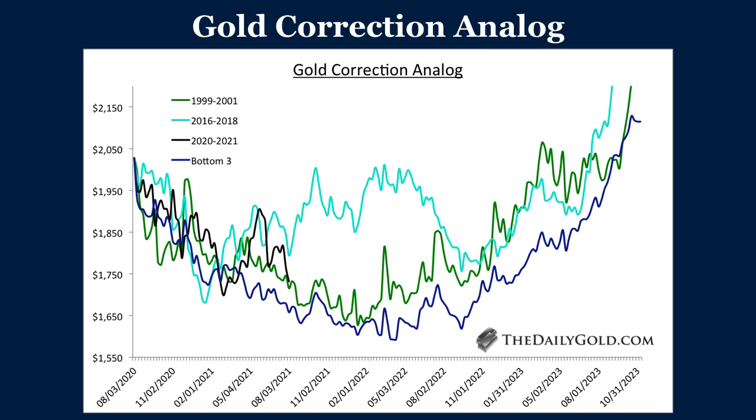And if we look at the analog here, that aligns with the blue line, which is an average of the three worst corrections. So this is a deep correction for gold, a very deep correction, obviously. And there you have it. There's not much else to say. We're in the middle of a deep correction.